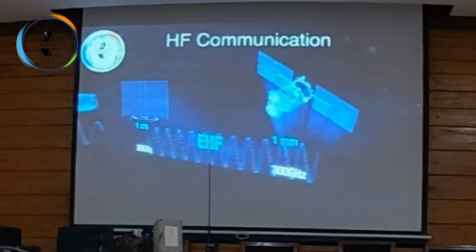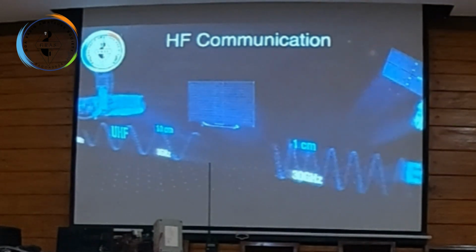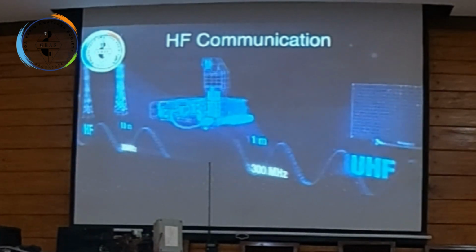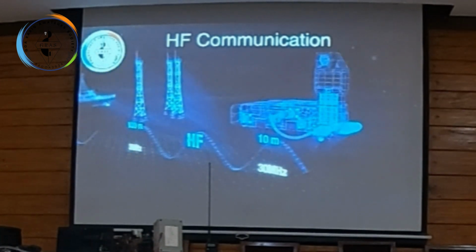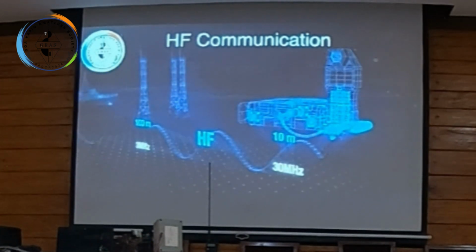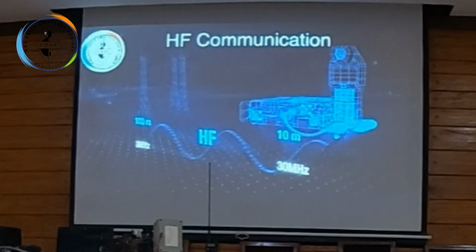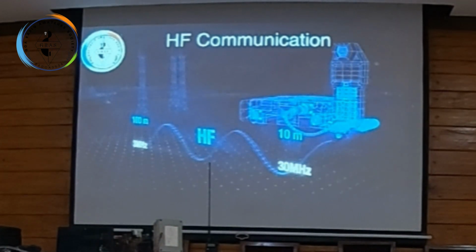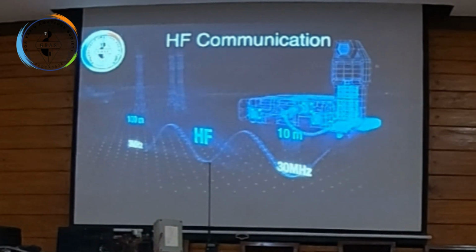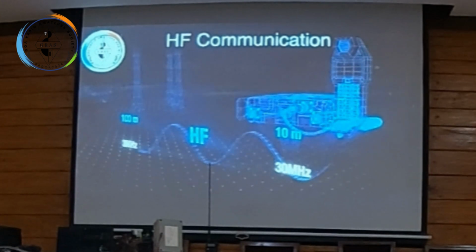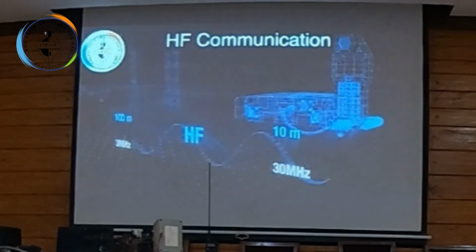In this presentation, we are going to focus on the HF, or high frequency radio waves, and how they are used in communications. The range of HF radio waves is between 3 to 30 megahertz, according to the electromagnetic spectrum. The typical range of modern HF radios is 1.6 to 30 megahertz.